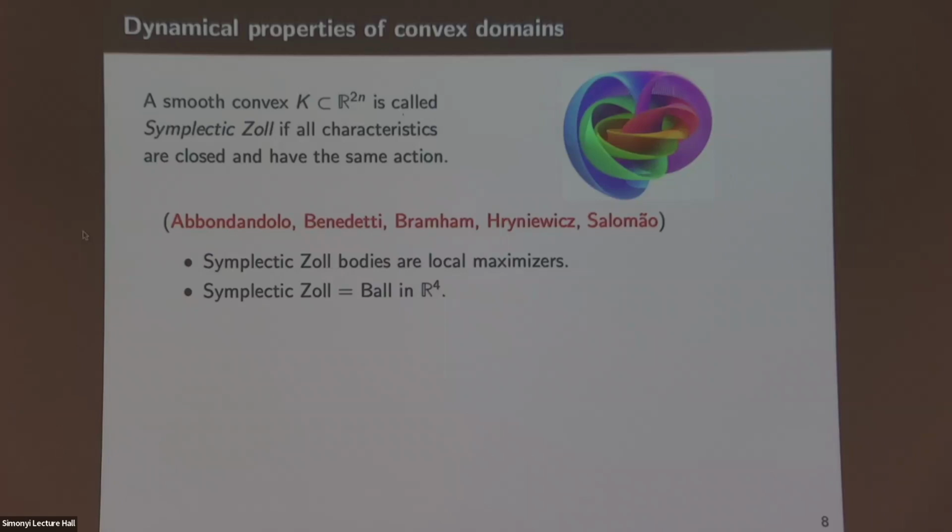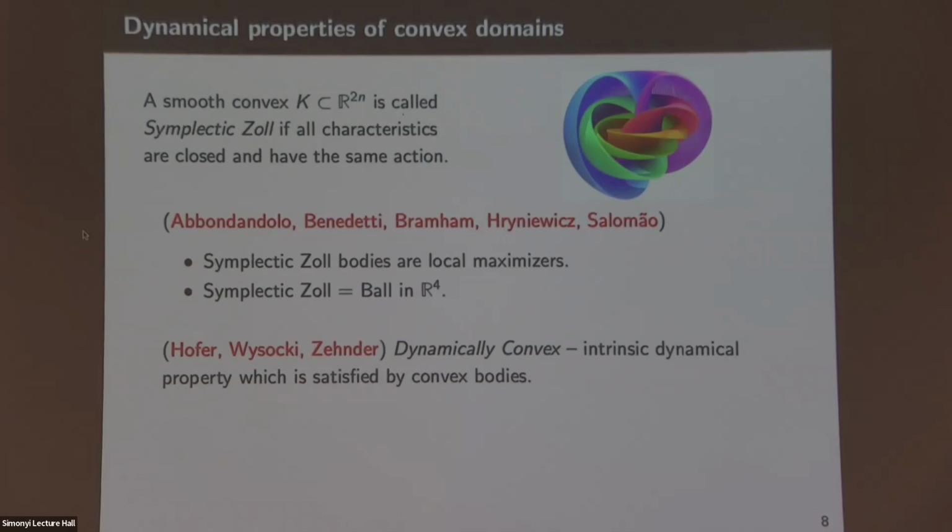And the ball does satisfy this condition, as it's foliated by Hopf fibrations, which are closed characteristics. And it was really shown that symplectic souls are local maximizers of the capacity, and in R4 they are actually symplectomorphic to the ball. So this is again some evidence in favor.